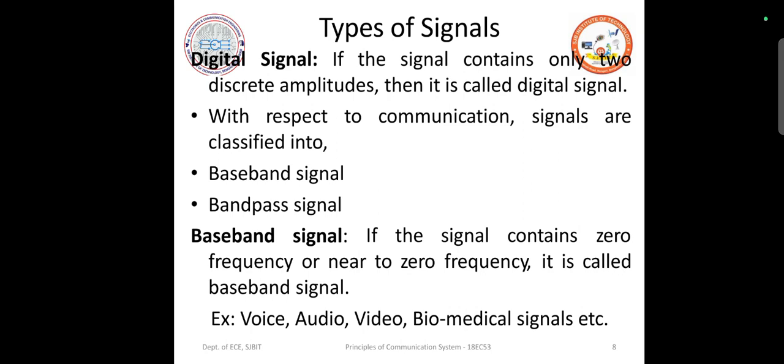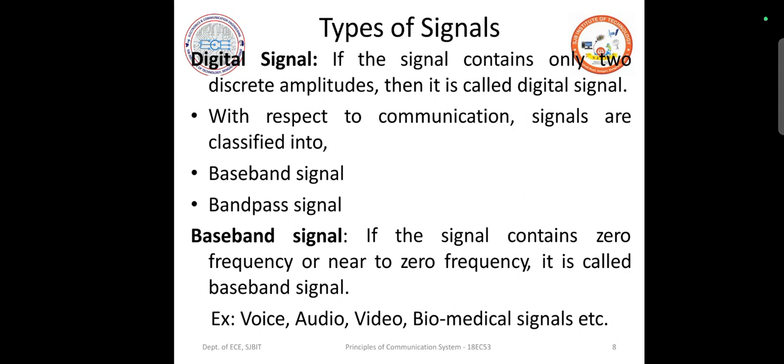With respect to the communication, signals are classified into two. One is baseband signal, the other one is a bandpass signal. What is a baseband signal? If the signal contains zero frequency or near to zero frequency, it is called a baseband signal. The best example is a voice signal.